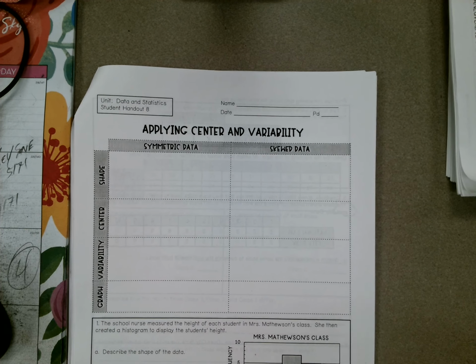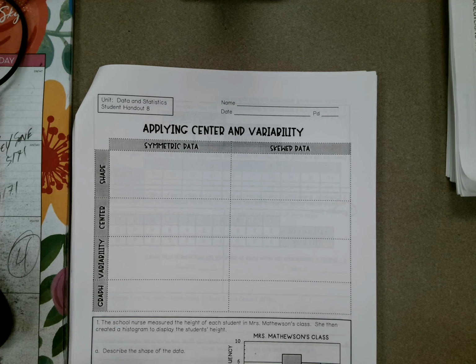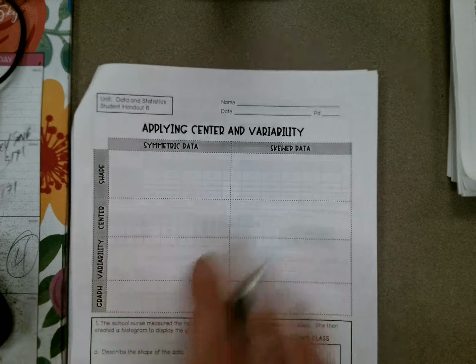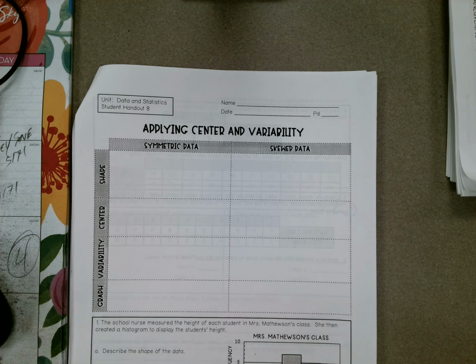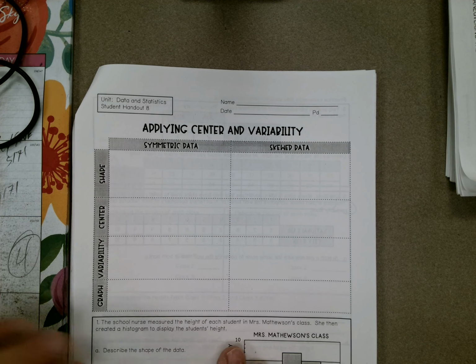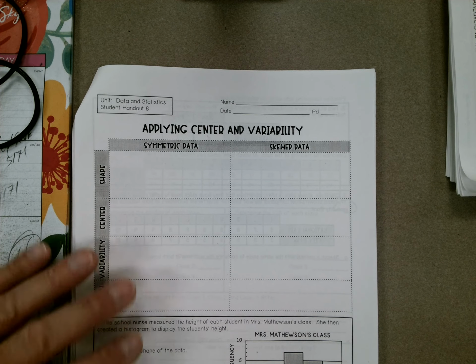We're moving on to lesson 8, applying center and variability. We're going to be doing a lot of samples on our own, just drawing some symmetrical and skewed data, chatting about the center, the variability, and how we would graph those. So it's just a lot of conjecture that we're going to be chatting about here. Anyway, let's go ahead and get started.